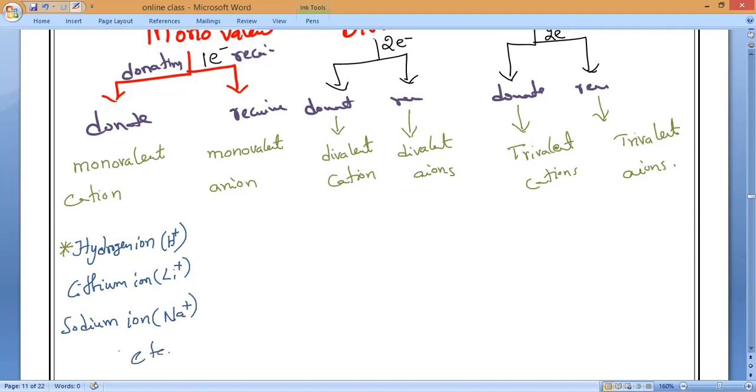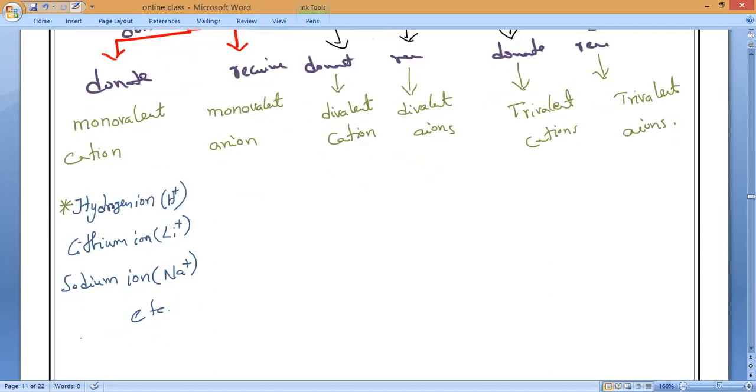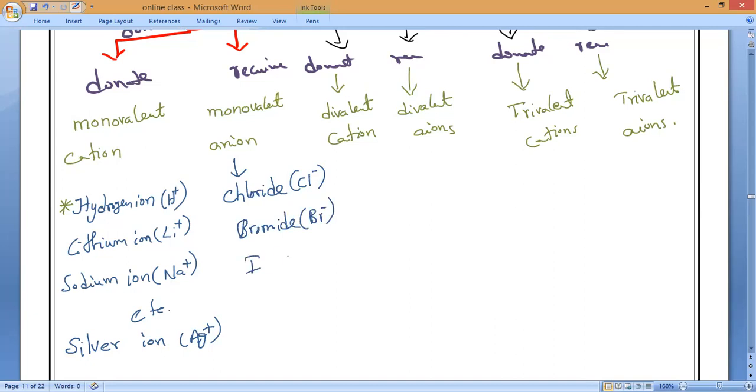You will take silver also. Silver ion, Ag plus. Clear? Next, monovalent anion. Can you tell me monovalent anion examples? Chloride, Cl minus. Bromide, Br minus. Iodide, I minus. Clear?